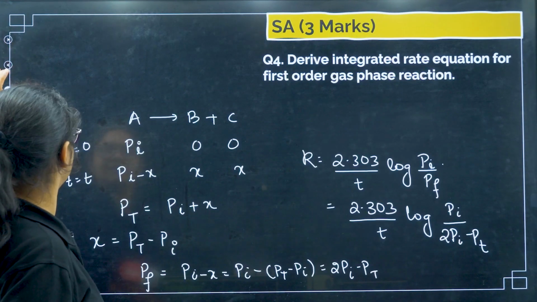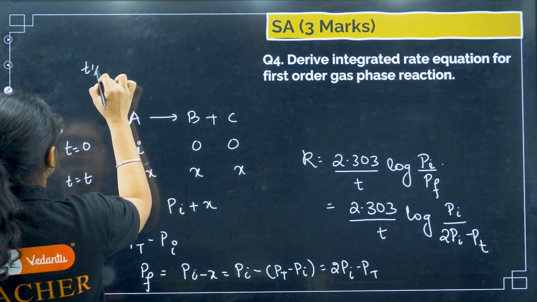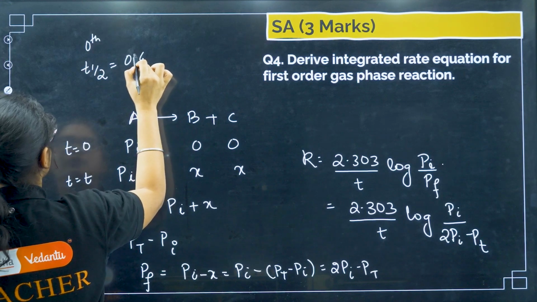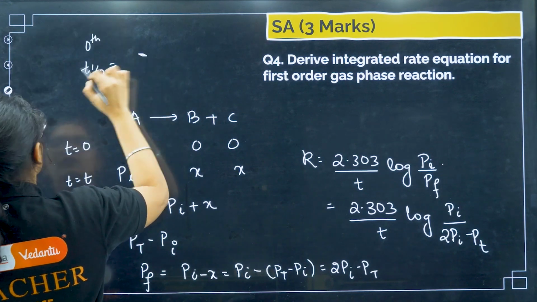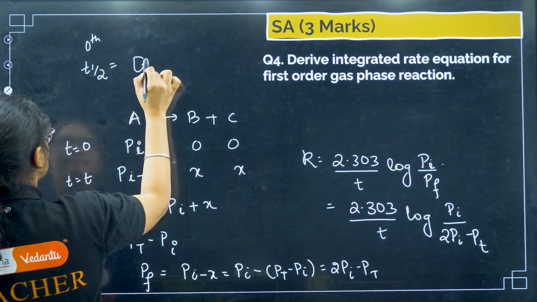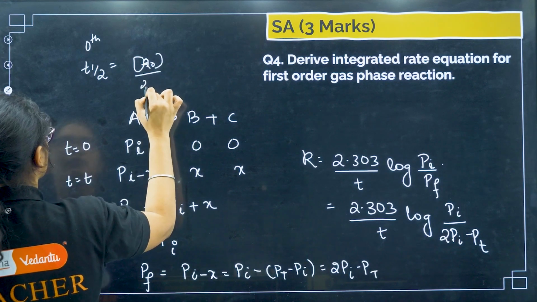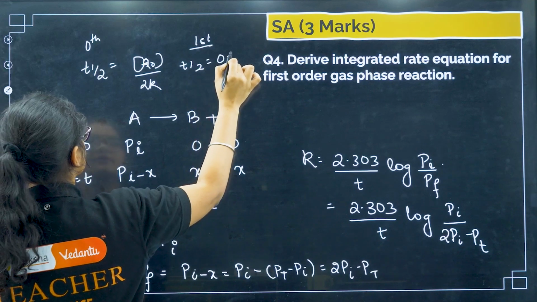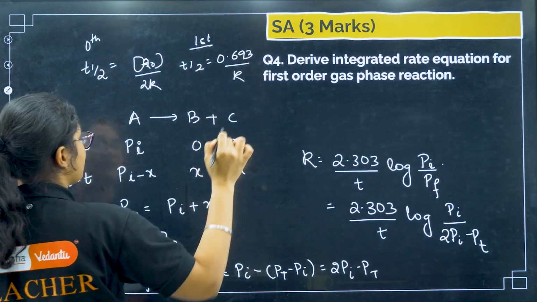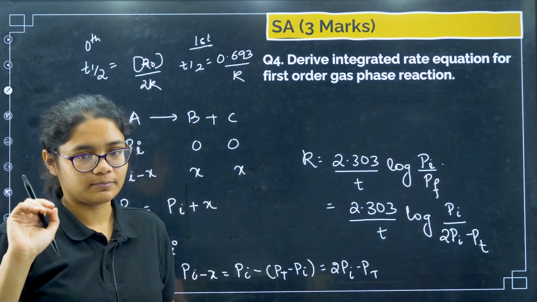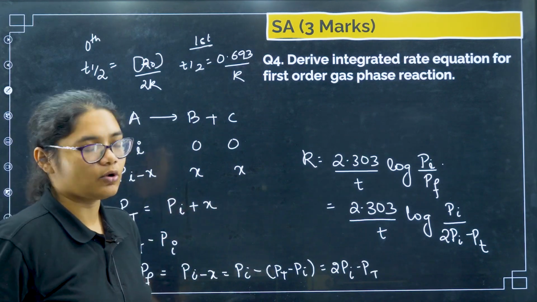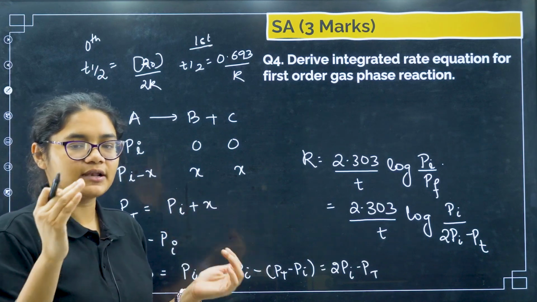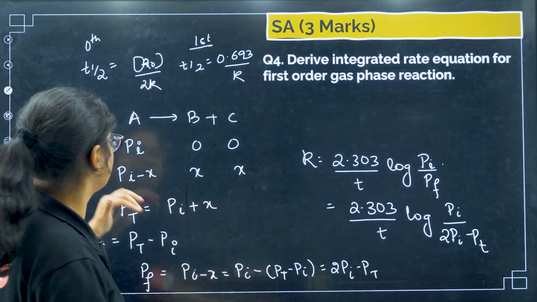Next, I also want to mention two more formulas. Half-life for zeroth order is A naught, or I can write R naught, by 2k, right? And for first order, t half is equal to 0.693 by k. I have given you the formula video yesterday evening. You can go through that and prepare all the formulas. The PDF is already there, so no need to watch the video. Go to the WhatsApp channel, download the PDF and see all the formulas.